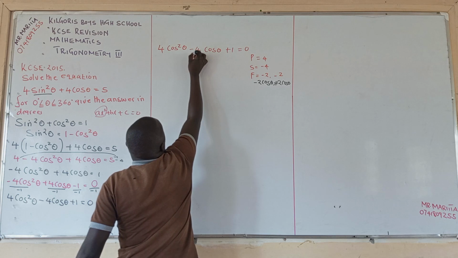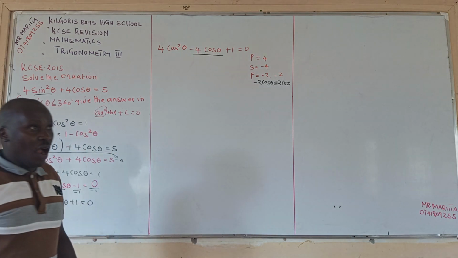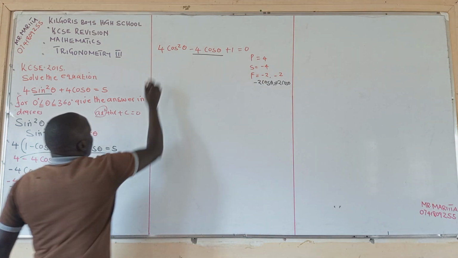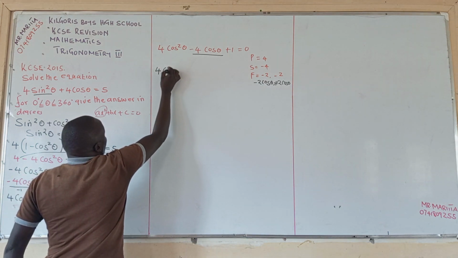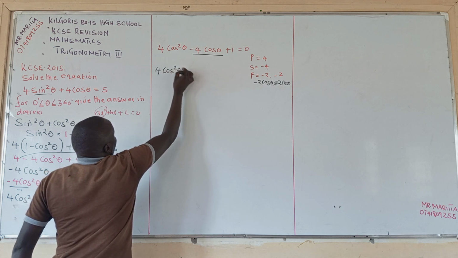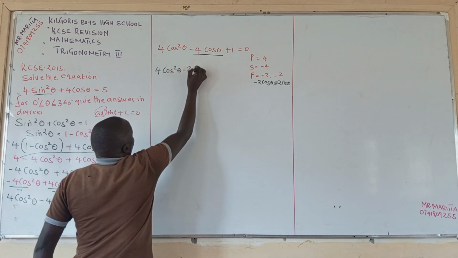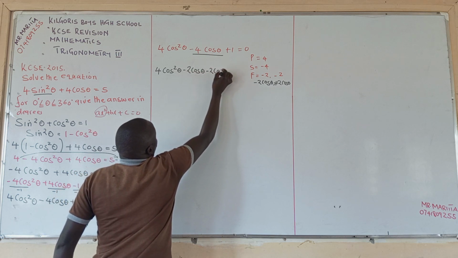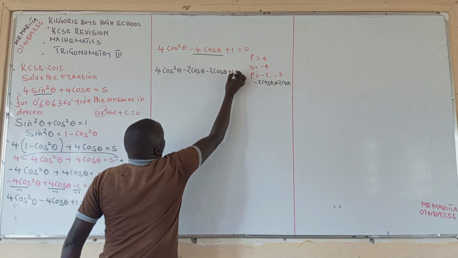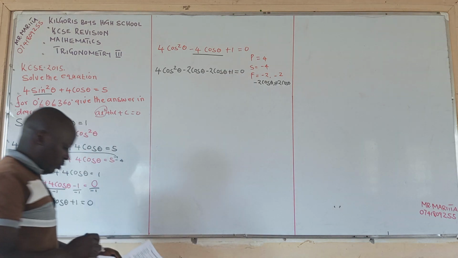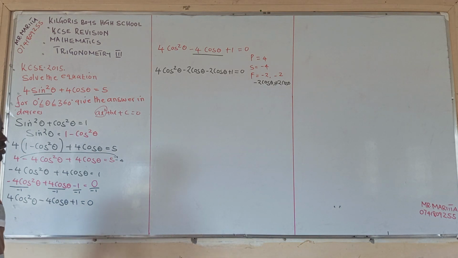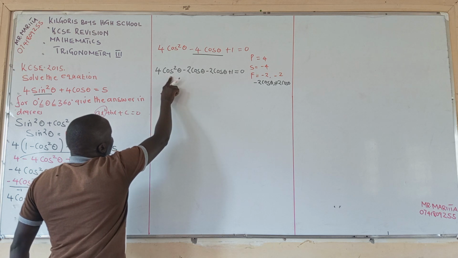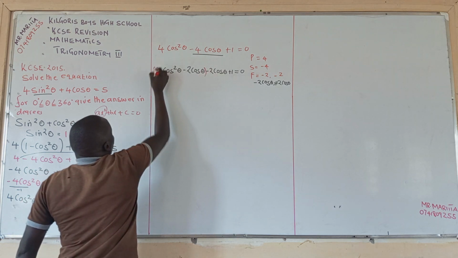So instead of having negative 4 cos theta, we can now have the sum of 2 cos theta minus 2 cos theta. So we have 4 cos squared theta minus 2 cos theta minus 2 cos theta, then plus 1, and therefore that will be equivalent to 0. Then from here, we have 4 cos squared theta. We can group this into 2 like that.